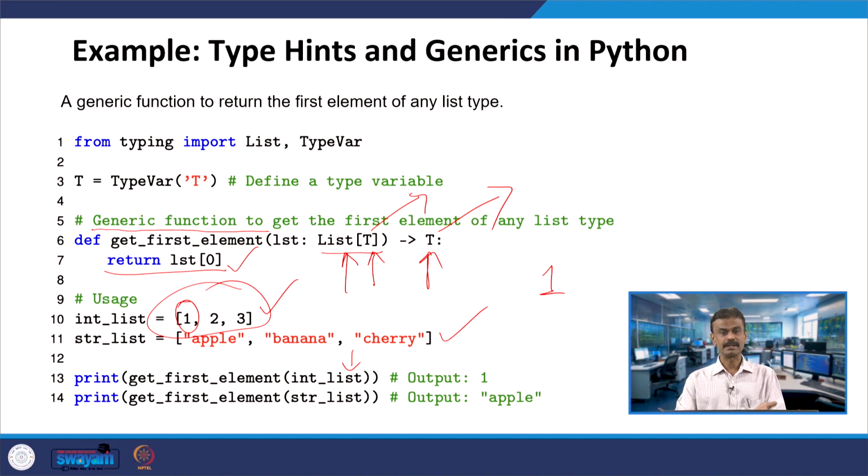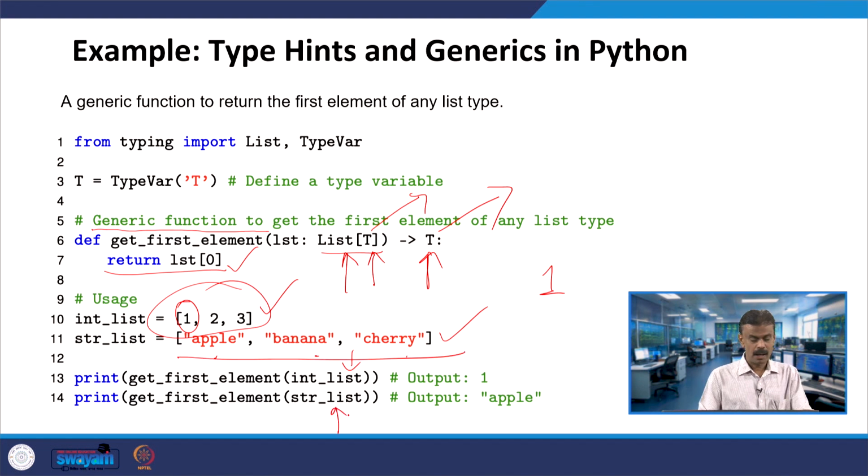And similarly, the next one is string_list, a character array, or rather a string array: string 0, string 1 and string 2. You are passing this to get_first_element. Now, the list will be nothing but string_list, exactly like what we have done with templates in C++ or generics in Java. Now, capital T is nothing but string, so you have passed apple, banana and cherry, and the return type will also be string.